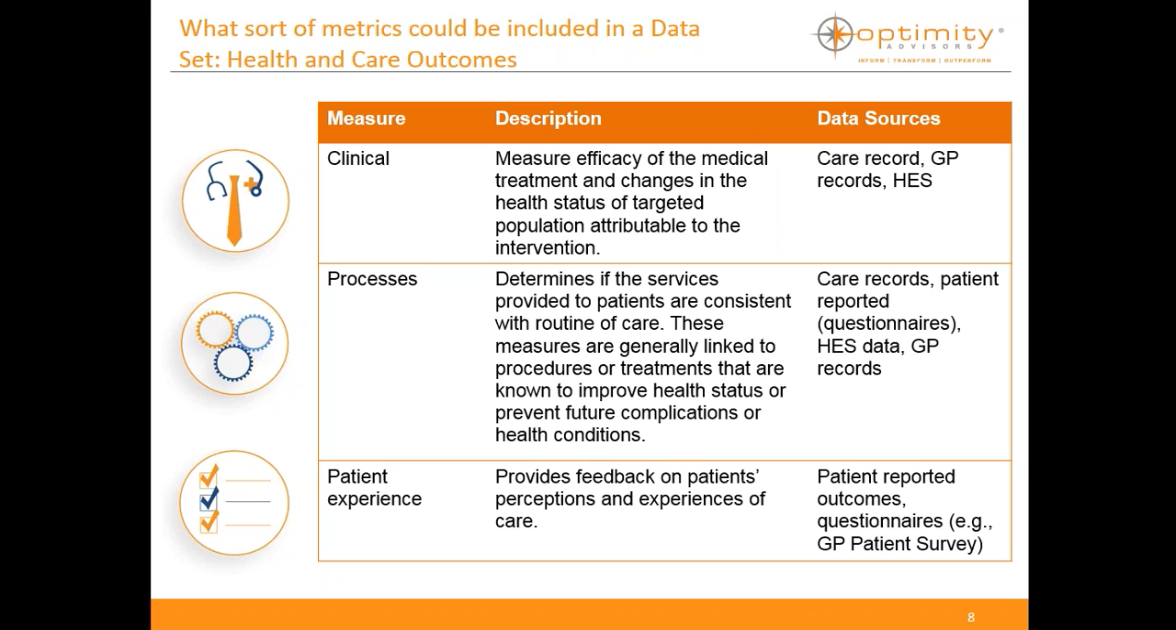Secondly, we can look at processes. This is related to the amount of services that are provided to patients which are consistent with the routine care. So this can come from care records or patient-reported questionnaires, and could include, for example, the number of GP visits or the rate of emergency hospitalizations per 100,000 population.